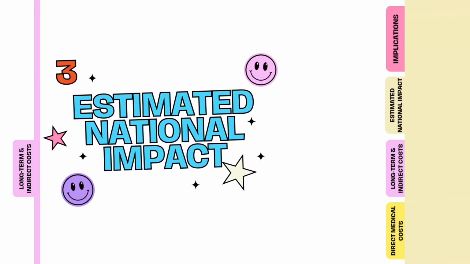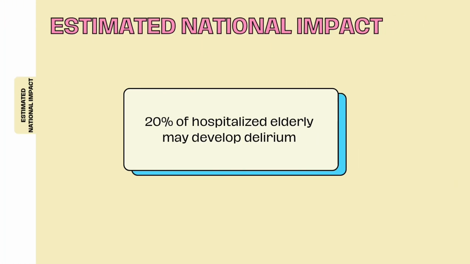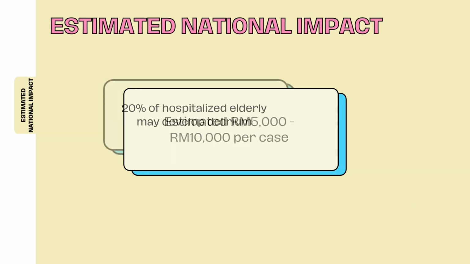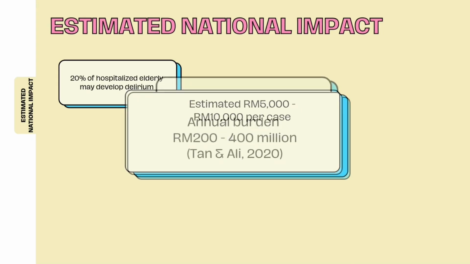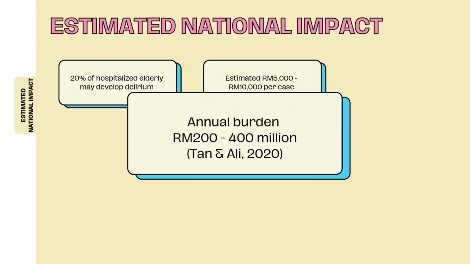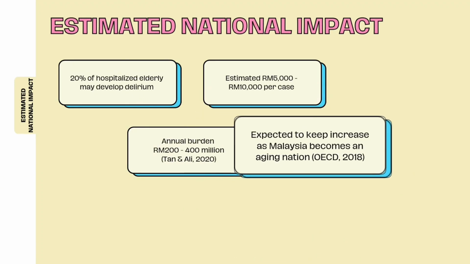Next is estimated national impact. If 20% of hospitalized elderly patients develop delirium, Malaysia could face tens of thousands of cases annually, with each case costing around 5,000 Malaysian ringgit to RM 10,000. The total cost could reach RM 20 to 400 million Malaysian ringgit every year. As Malaysia's population ages, this number is expected to grow.